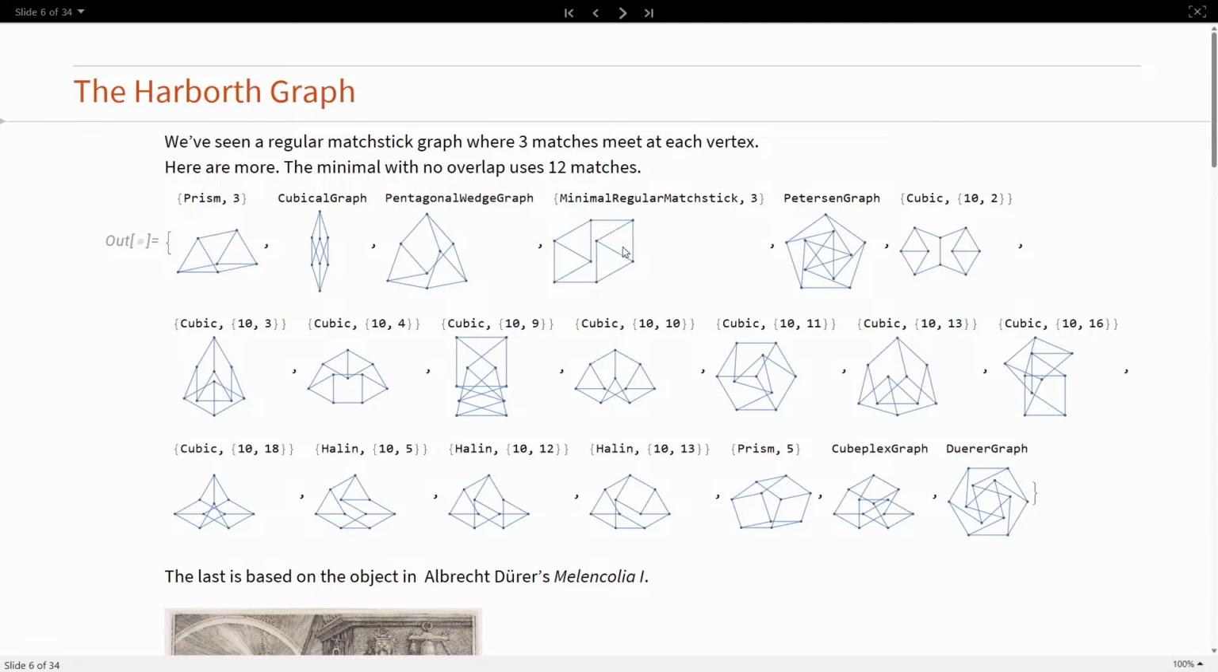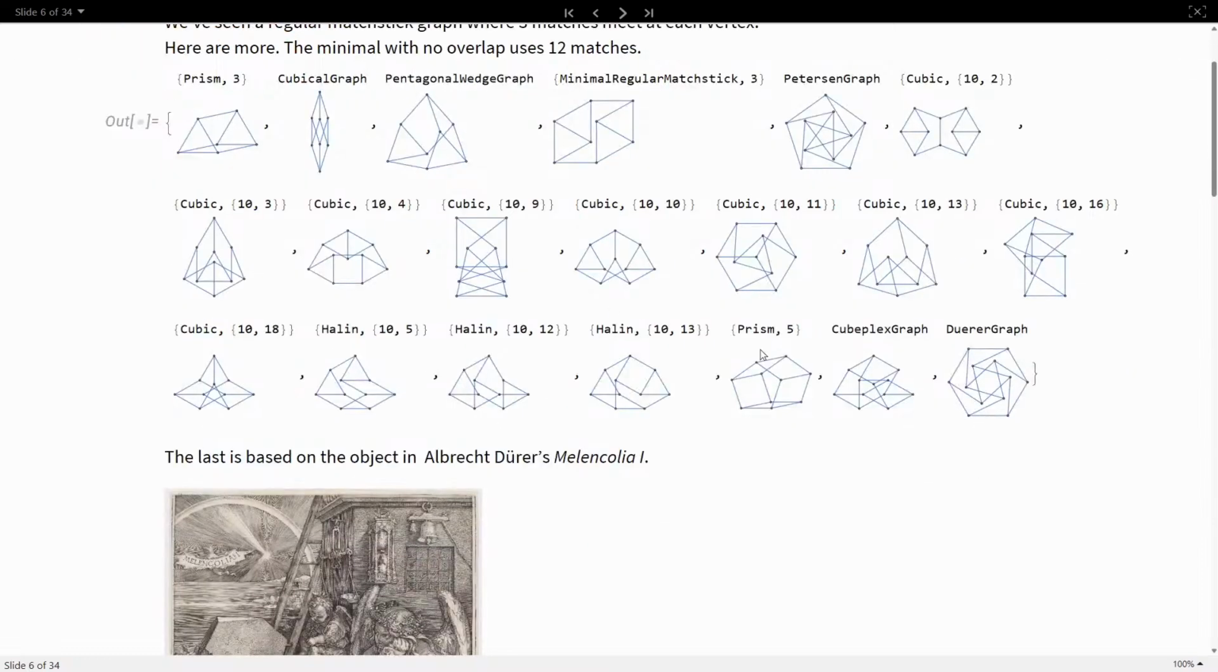Here's the minimal way of making a matchstick graph where 3 meet at each vertex and there are no overlaps. Most of the rest of these do have overlaps. Not the Petersen graph, though. There's one way of doing it with matches so that you get the Petersen graph. These are various graphs that can come out of it.